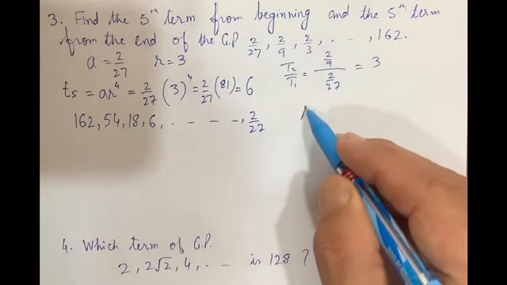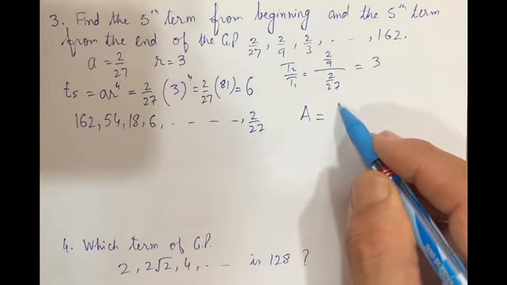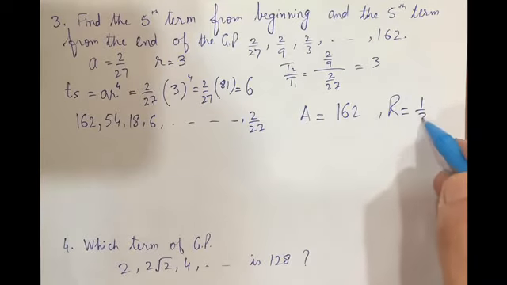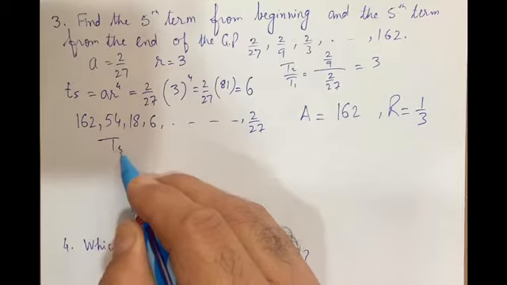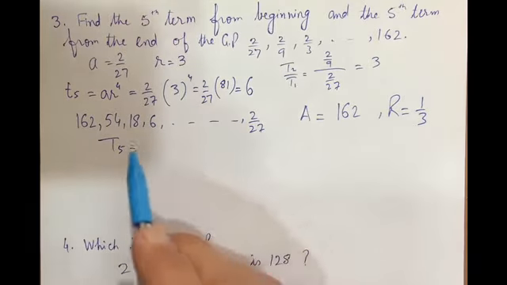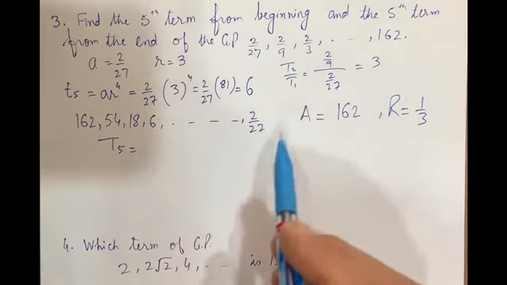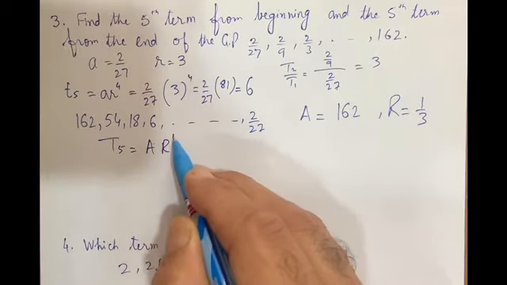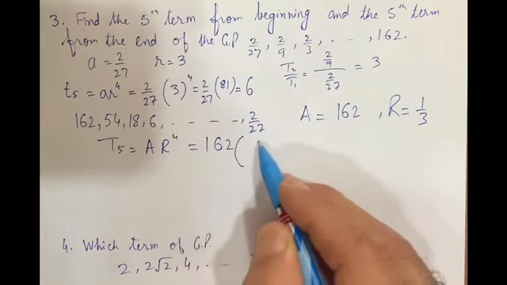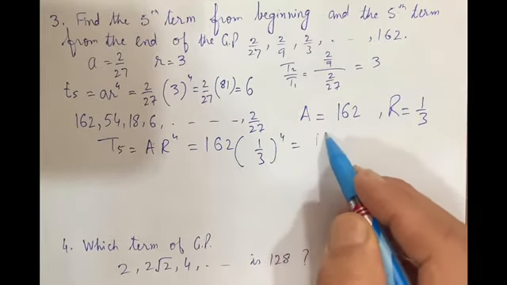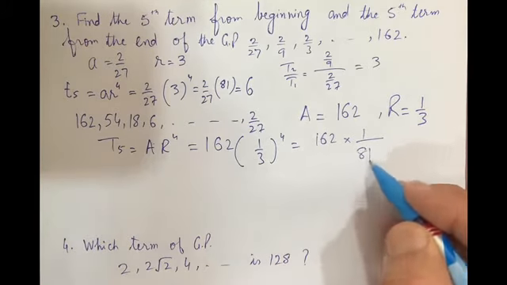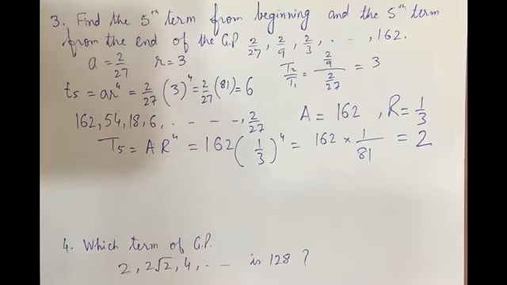This will be another GP in which the first term we write with capital A is 162, and the common ratio we write with capital R is 1 by 3. So we find the fifth term from this. The fifth term of this will be the fifth term from the end of the given GP. This is A into R raised to 4, 162 into 1 by 3 raised to 4. 162 into 1 by, this will be 81. So that's 2. So 2 is the fifth term from the end.